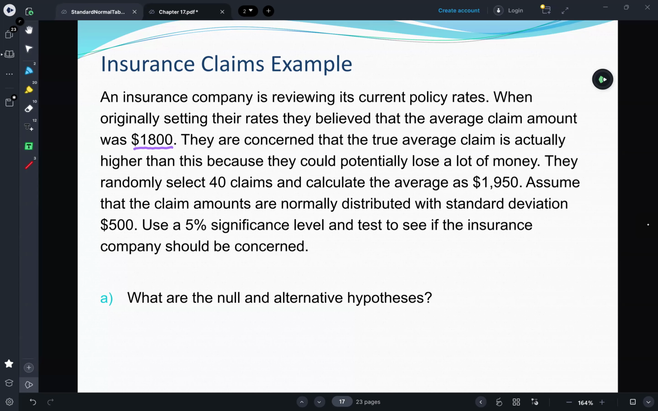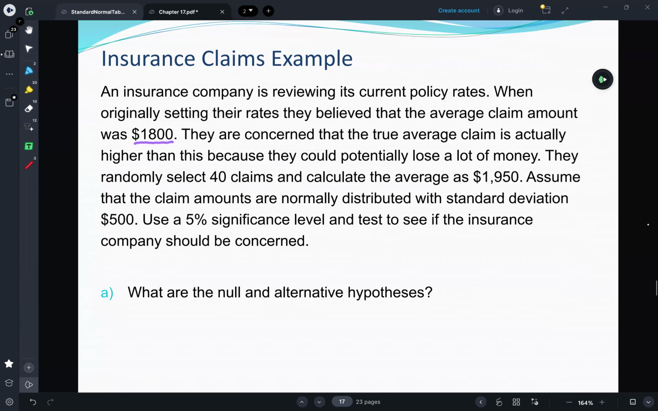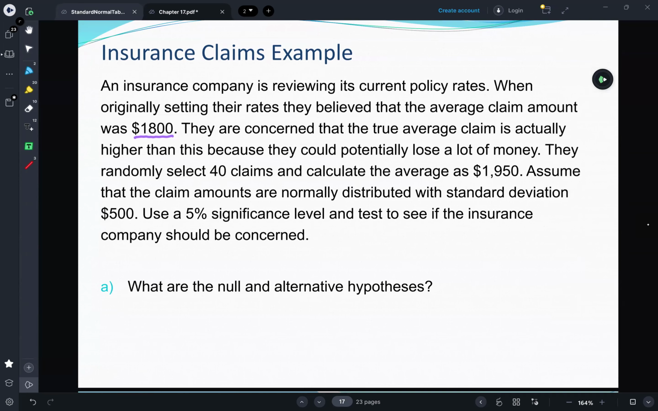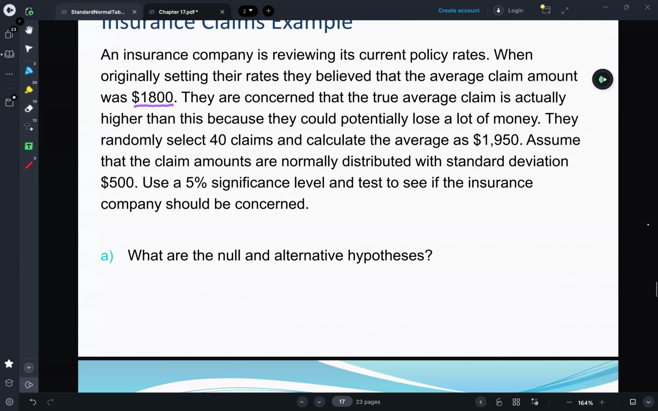So we'll run the test using a 5% level of significance, and we'll test to see if the insurance company should be concerned. So what are the null and alternative hypotheses based on this scenario? Anybody? Yeah, Lee? It is, yes. That's the null hypothesis.